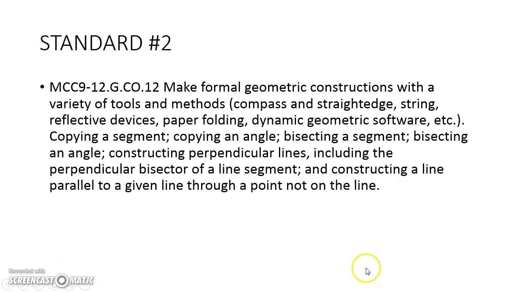Standard number 2: make formal geometric constructions with a variety of tools and methods, such as compass and straightedge, string, reflective devices, paper folding, dynamic geometric software, etc. Copying a segment, copying an angle, bisecting a segment, bisecting an angle, constructing perpendicular lines, including the perpendicular bisectors of a segment, and constructing a parallel line to a given line through a point not on a line. Oops.